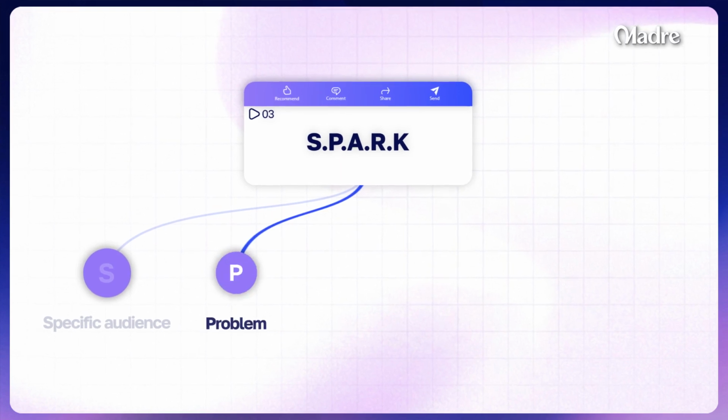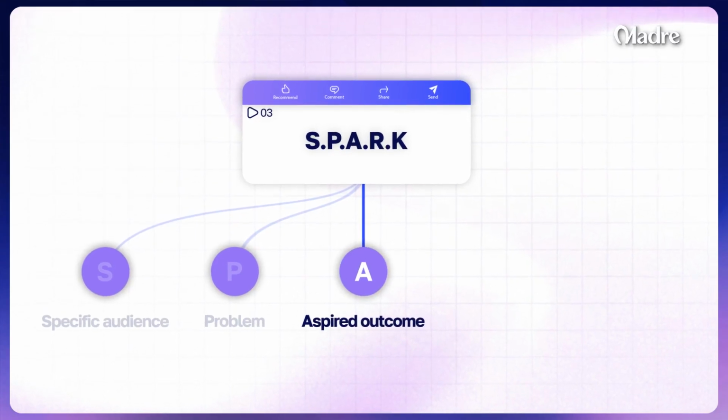which moves us on to P, which is that problem. As I mentioned, if someone is watching an education video, they're wanting to overcome a problem or learn how to fix that problem. So we want to call out what that problem is, which then moves us to A, which is the aspired outcome. So when they understand this problem, what is the next transformation or aspired outcome going to be from them learning this knowledge?